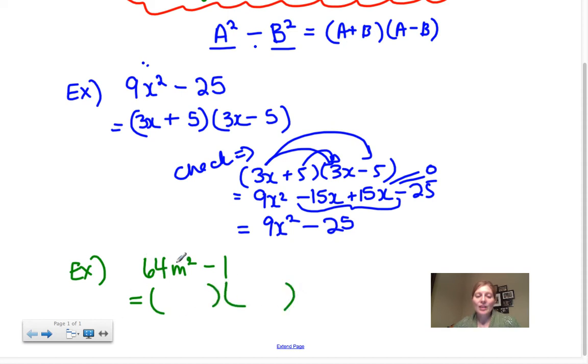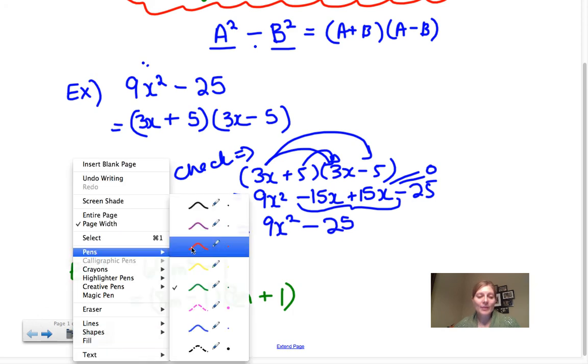And when I factor using difference of squares, I take the square root of 64, which is 8, and the square root of m squared is m. So I put that at the start of each bracket. I put the square root of 1 at the end of each bracket, which is still just 1. And I alternate my plus and minus sign. Notice it doesn't matter which sign you put first as long as you just have one of each. Okay, let's try one more example.